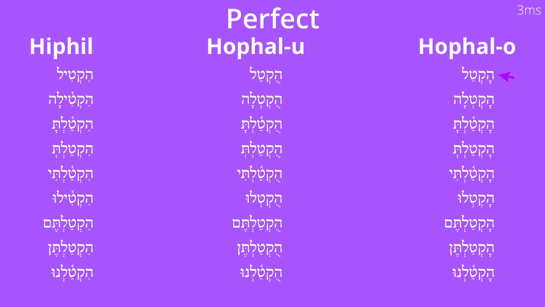In the O class, it is a qamets hatuf. Huktal, Huktala, Huktalta, Huktalt, Huktalti, Huktalu, Huktaltem, Huktalten, Huktalnu. The qamets hatuf is O class. It looks like a qamets, except it's in a closed syllable, making it an O class instead of an A class. It's pronounced the same. Make no mistake, it's pronounced the same.